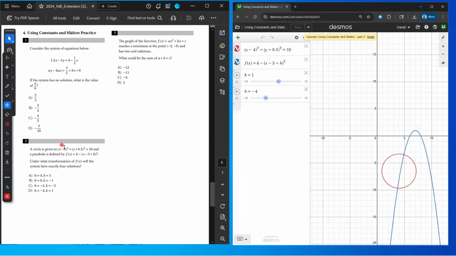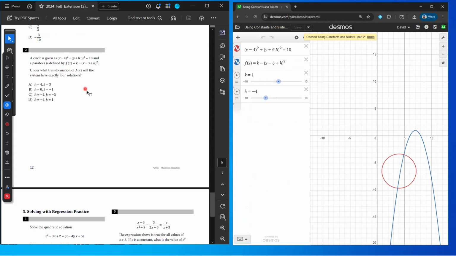For question number 2, it says a circle is given as the equation x minus 4 squared plus y plus 6.5 squared equals 10. And so I typed it in here. To keep in mind, you can graph circles in standard form or in graphing form, and it will both appear correctly. We have a parabola that's defined by f(x) equals k minus parentheses x minus 3 plus h. So that 3 plus h is in parentheses, so it's x minus 3, then adding h to it, squared.